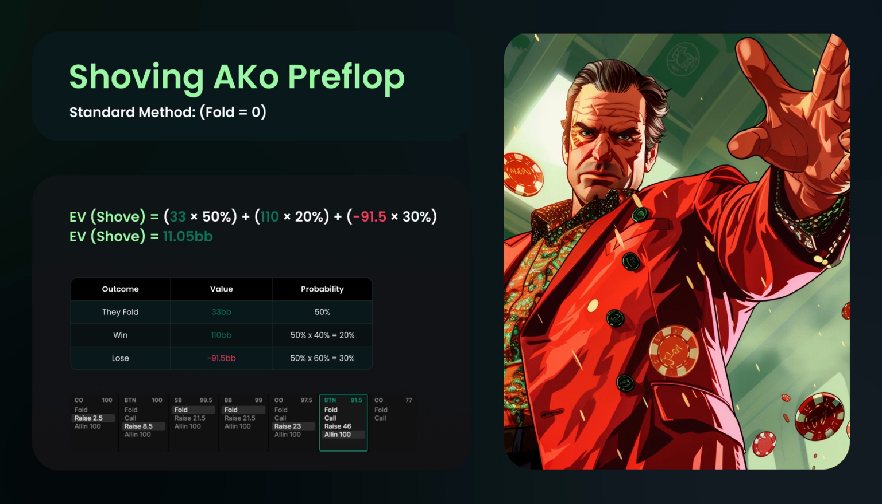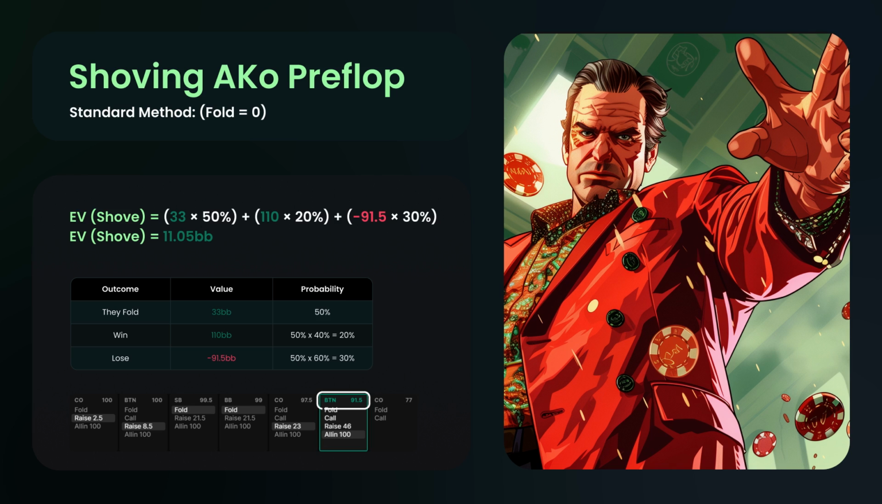If they call and we win, we get that 33 big blinds plus another 77 big blinds. You can see on the top right corner here that cutoff has 77 big blinds remaining. And so 77 plus 33 is 110 big blinds. And if they call and we lose, then we lose our effective stack.